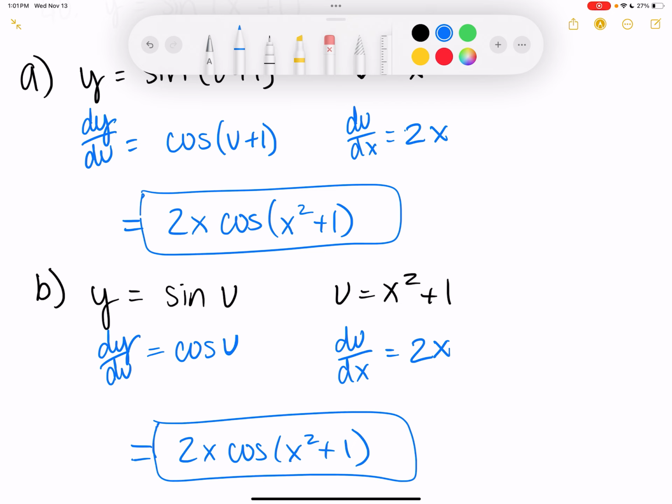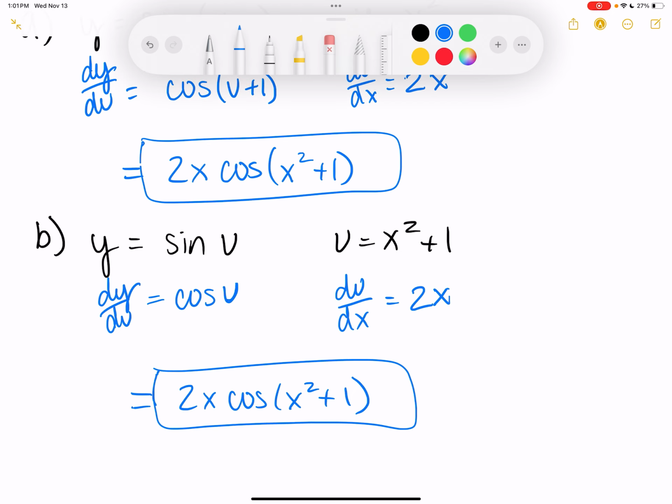I mean, I would be concerned if it wasn't the same thing. Yeah. Because then I might, like, fail a test or something, if that was the case.